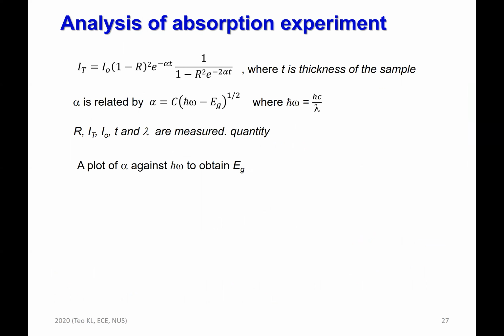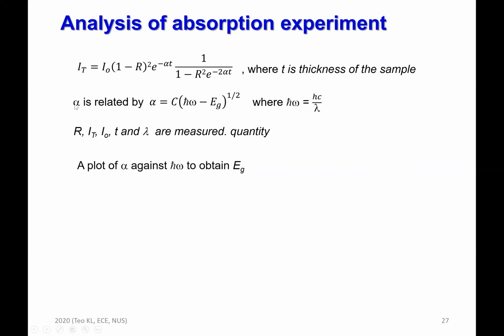in the very beginning of the chapter, this is the transmitted intensity after passing through the sample. This is the incident intensity. This is the reflection coefficient. Alpha is the absorption coefficient, T is the thickness, okay? And then you multiply by this factor. Okay, so this is in the first part of chapter 2.